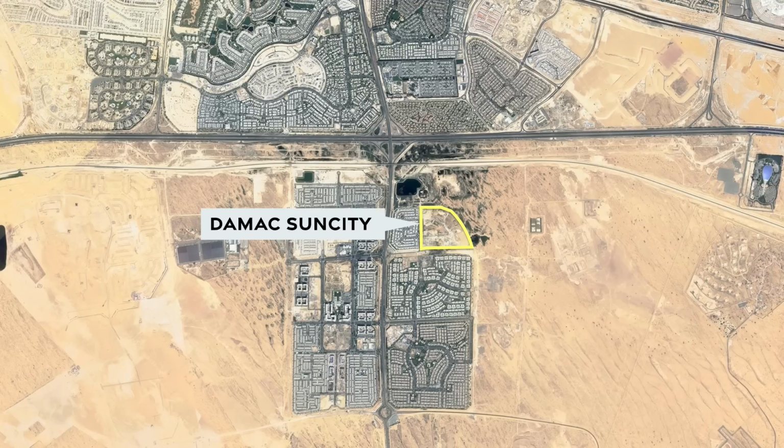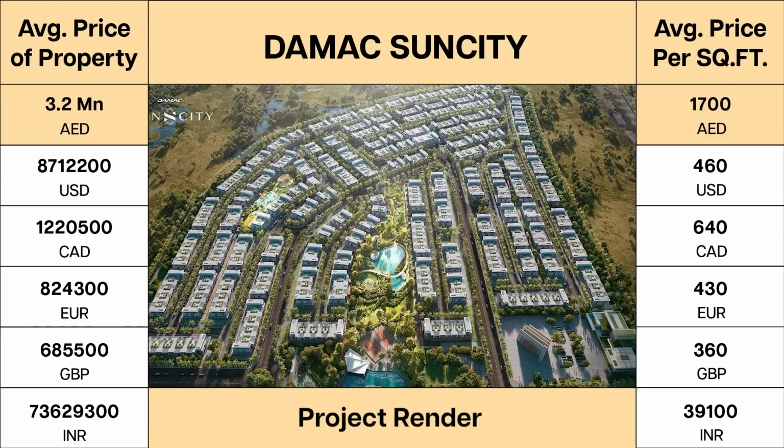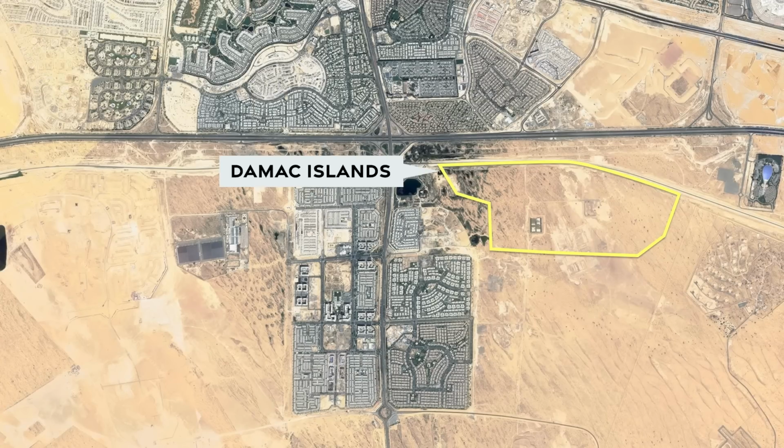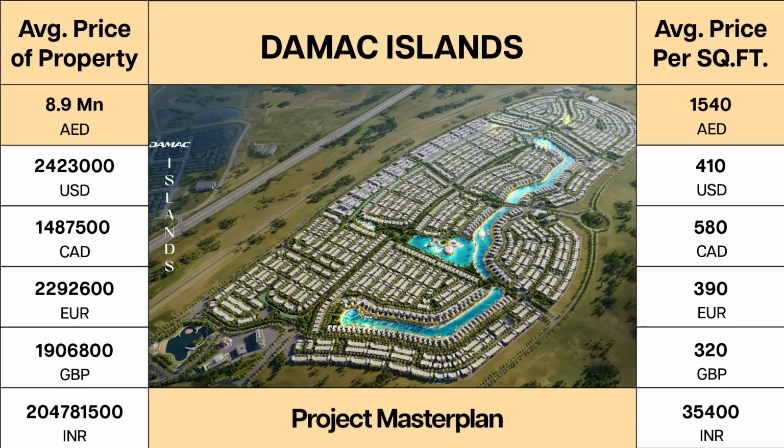The very first is the Mag Sun City, which was launched recently by the Mag. Average price here is at 1700 dirhams per square foot. Next up is the latest launch from the Mag again, which is the Mag Islands, Maldives inspired lifestyle in the middle of the desert. It offers both townhouses and villas. Average price per square foot is at 1540 dirhams and the villa will cost an average of 8.9 million dirhams.